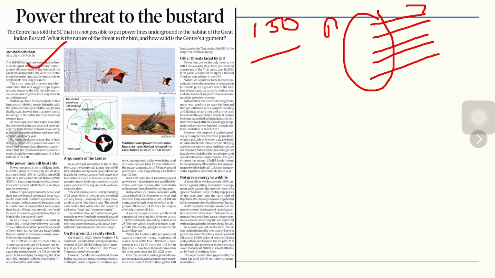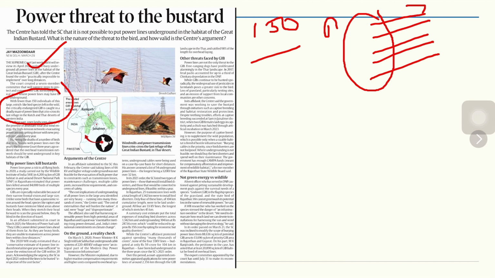The court created a 7-member committee that will suggest steps to protect and conserve the Great Indian Bustard. As we know, fewer than 150 individuals of this large ostrich-like bird species are left in the wild. This is a critically endangered species.